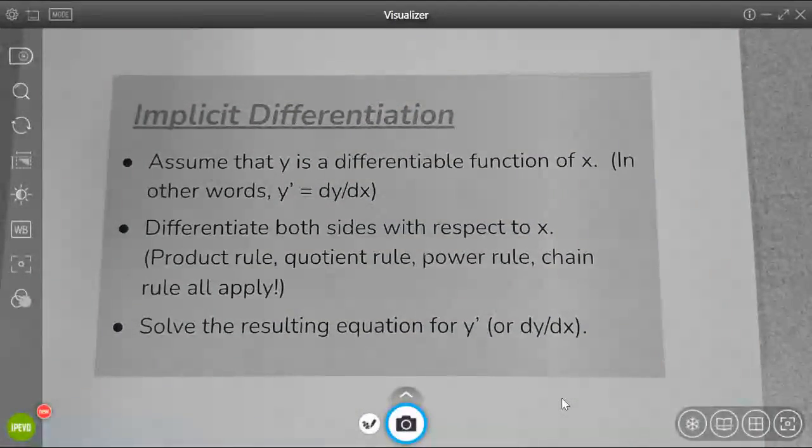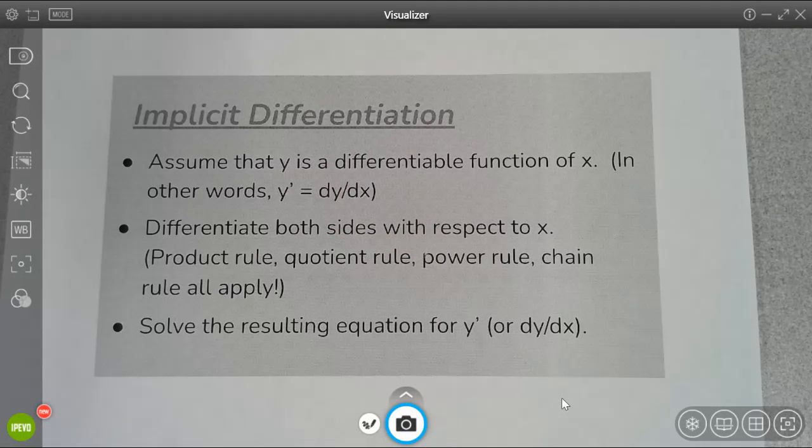So as we're walking through our examples, there's a couple things that we're going to be doing to complete this task of implicit differentiation. First, we're going to assume that y is a differentiable function of x. So in other words, when we take a derivative of y, we can differentiate it with respect to x. So y prime is the same as dy dx. We're also going to differentiate both sides with respect to x, and any of the rules that we've learned this year will apply. Product rule, quotient rule, chain rule, power rule, all of those good rules are still going to be used as we're working through the problem.